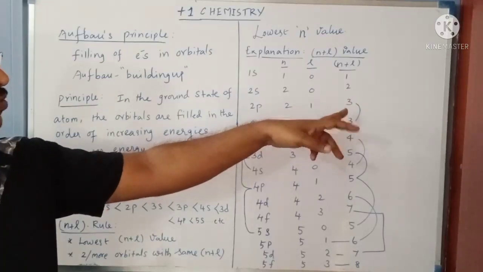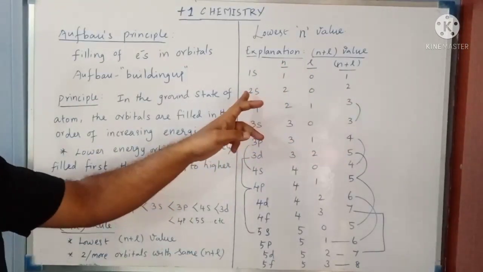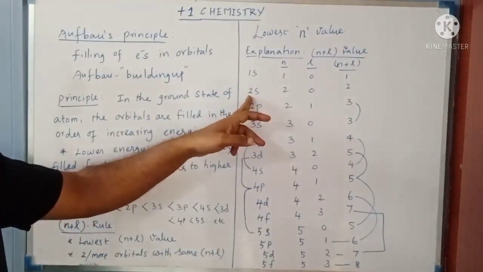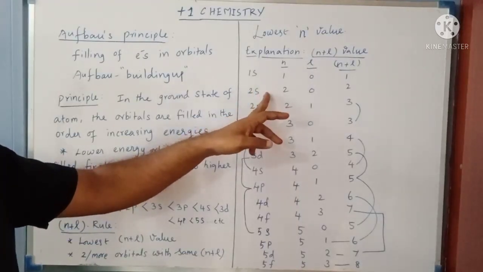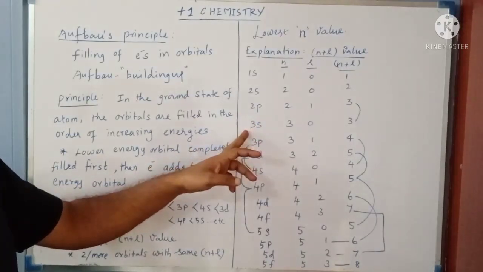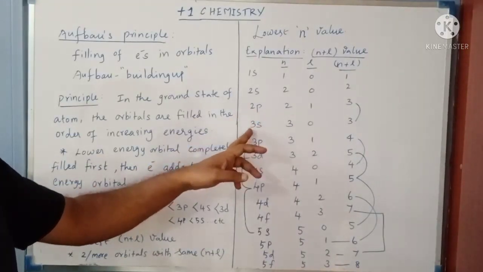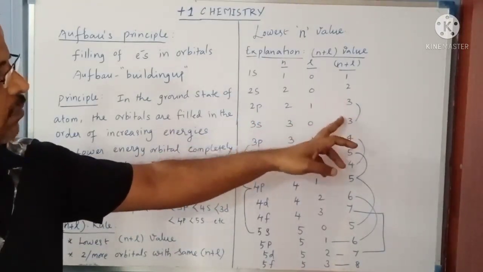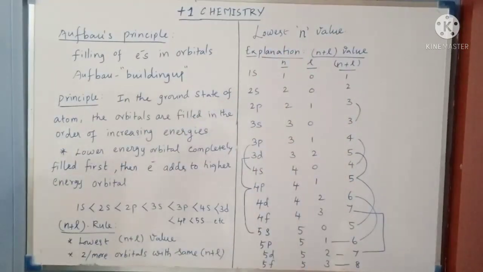No other orbital has 2. So once 1s is completely filled, the third electron will be added in the 2s orbital. Then once 2s is completely filled, we go to the next orbital, isn't it? 2p, 3s. Here you can see that the 2p orbital and the 3s orbital have the same n plus l value. So here you have to use the second rule.